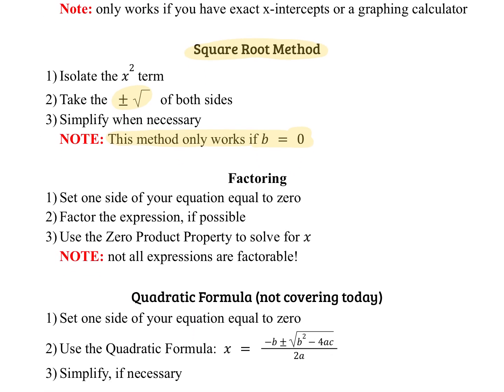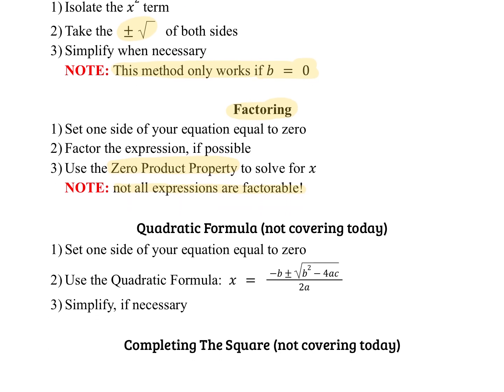The third method we're going to talk about today is factoring. We just did our factoring review, but those were expressions. So if it's an equation, we set one side of our equation equal to 0, then we factor the expression if possible, and then to help us actually solve, we're going to use that zero product property. I do also want to point out that not all expressions are factorable, so this method might not always work. But if the equation is factorable, this is probably the method that I would choose first.